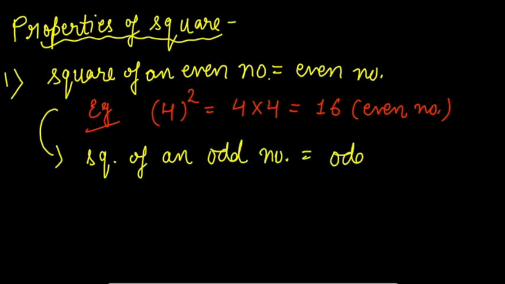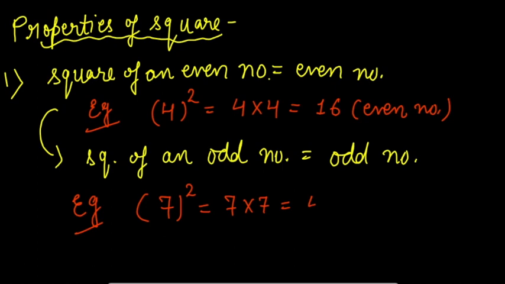Similarly, with this same property, I can conclude that the square of an odd number is always an odd number, right? You can pick any example, not only the one which I am showing you on the screen. If I take any odd number, say 7 square, 7 is an odd number, expand it 2 times, 7 into 7, which is 49, and 49 is again an odd number, right? So the first property which we conclude about squares is that the square of an even number is always an even number, and the square of an odd number is always an odd number.